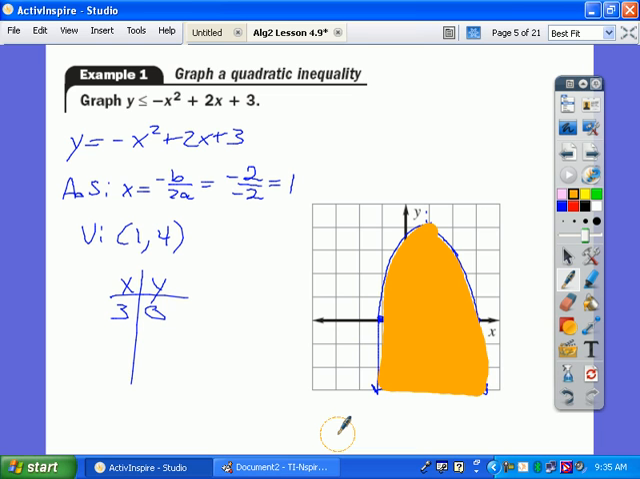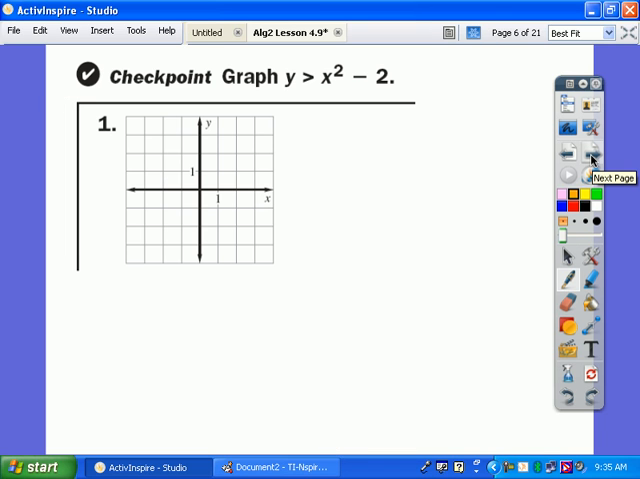And again, that shaded region represents the solution set for the quadratic inequality. It means every point there is a solution to this original inequality. Okay? Let's look at it again.